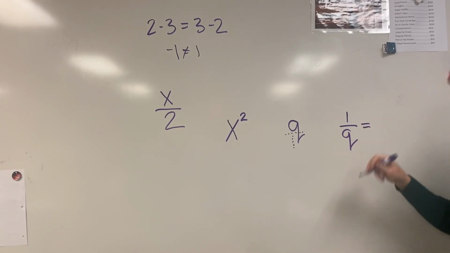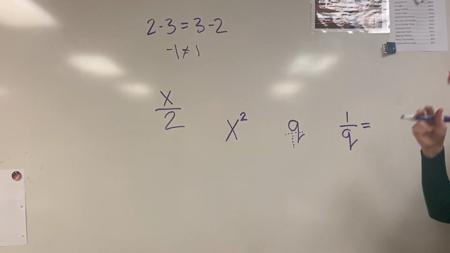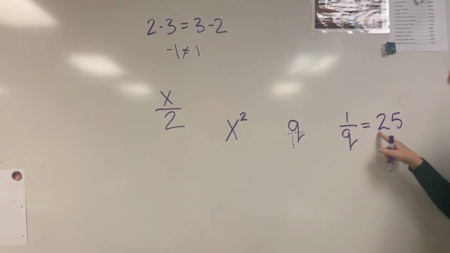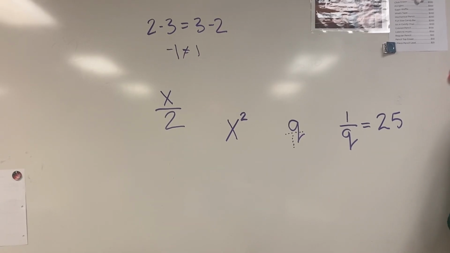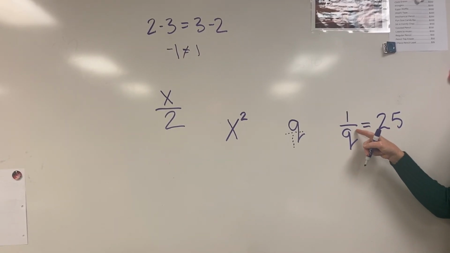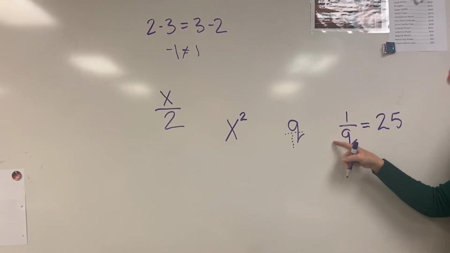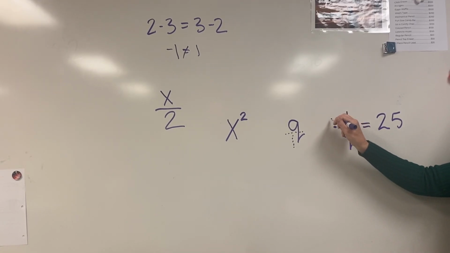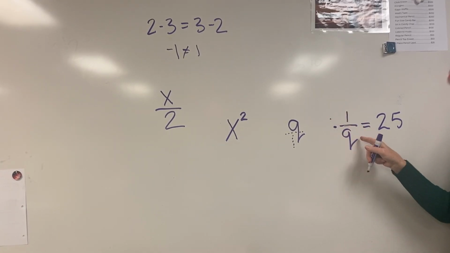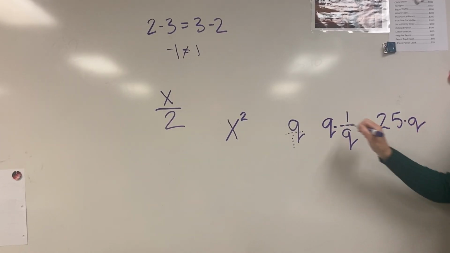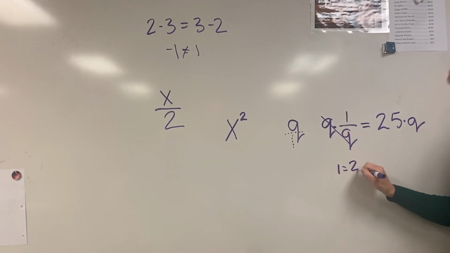Give me a number. 25. So 1 over Q is 25. How do I do this? If I have something in the denominator, I'm dividing by that something. What undoes division? Multiplication. So I'm going to multiply both sides by what? Q. This one is actually a 2-step. So now I have 1 equals 25Q.